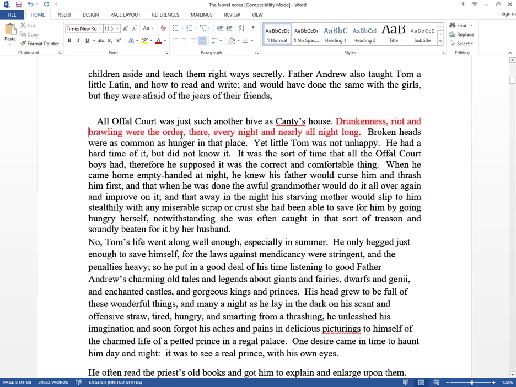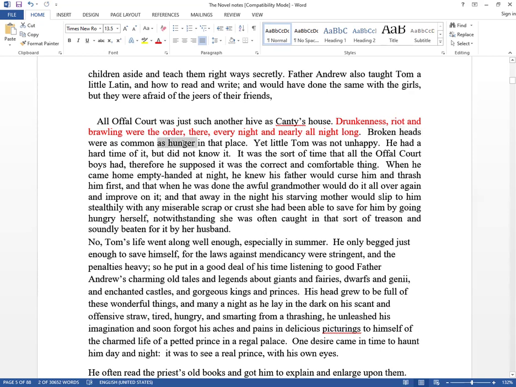Were the order, the usual life there every night. Now, the usual life is drinking, fighting, killing, hitting, everything. Every night, sometimes all night long. They never sleep. Broken heads. People break their heads during these fights. As common as, it's very common as hunger.